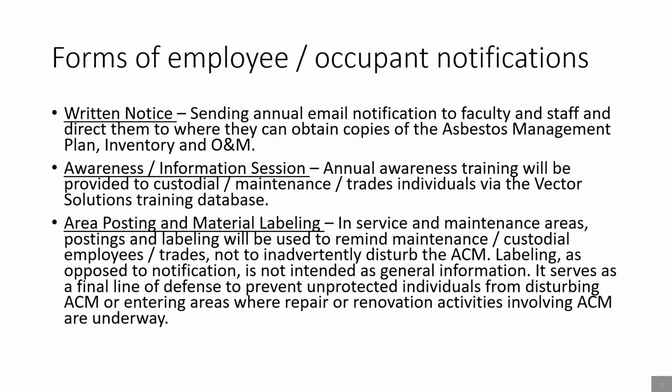Written notification, sending annual email notification to faculty and staff, and direct them where they can obtain copies of the Asbestos Management Plan, Inventory, and O&M. Awareness and information sessions. Annual awareness training will be provided to custodial, maintenance, and trades individuals via the Vector Solutions training database. Area posting and material labeling. In service and maintenance areas, postings and labeling will be used to remind maintenance and custodial employees and tradesmen not to inadvertently disturb the ACM.